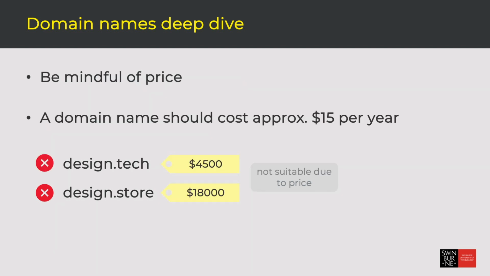Also, another thing to note is to be mindful of price. Some domain names are available, but due to them using very common words and being quite sought after, the prices are insane. A normally priced domain name can cost around $15 a year, give or take. However, some premium domain names, such as design.tech or design.store, can set you back $4,500 and $18,000 respectively. Thus, these are probably not suitable for the small website you're going to be working on.